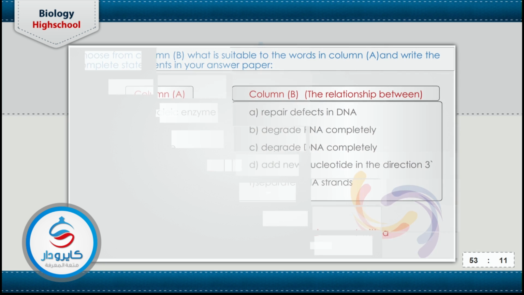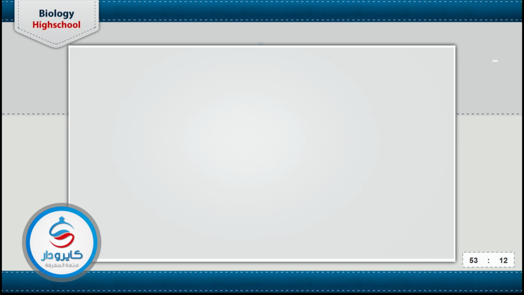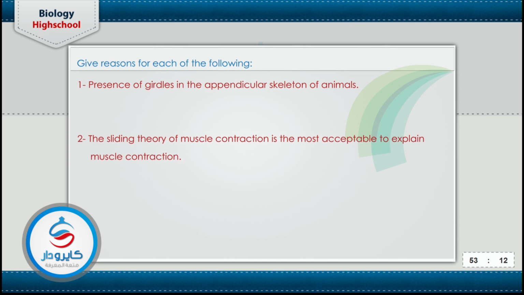The next question. Deoxyribonuclease enzyme, that's the answer of the question of column A and B. 1 with the C, 2 with F, 3 with D, 4 with A. The next question. Give reason for each of the following.